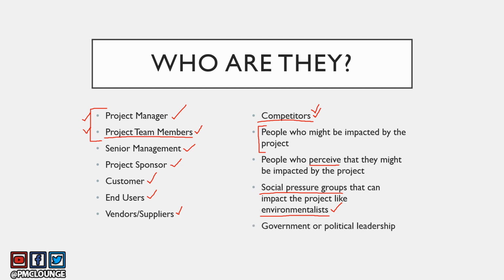Government or political leadership, of course. Government changes rules. If government changes rules, your project may be impacted. If the government says you cannot build a mall on top of the park, on top of the garden, right? Your project can be stalled overnight. So government or political leadership, they are also stakeholders as part of your project. So these are some of the examples of who can be stakeholders in your project.